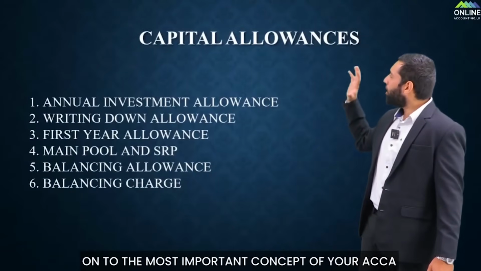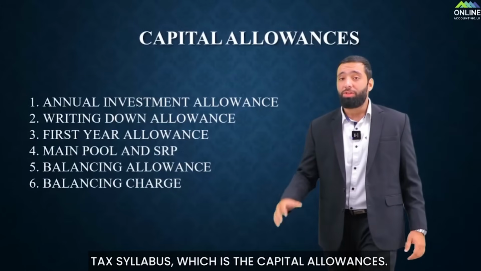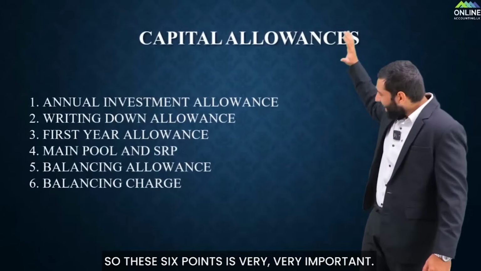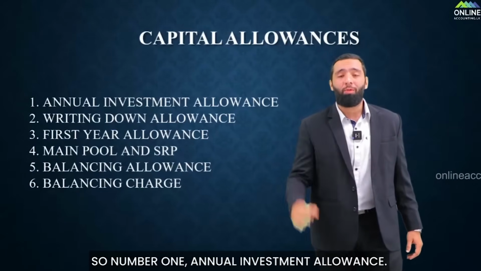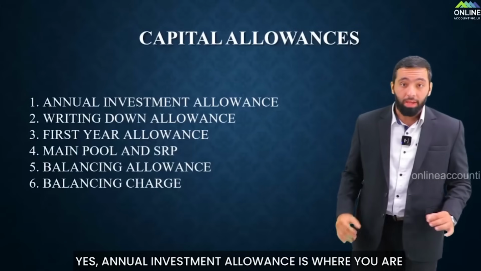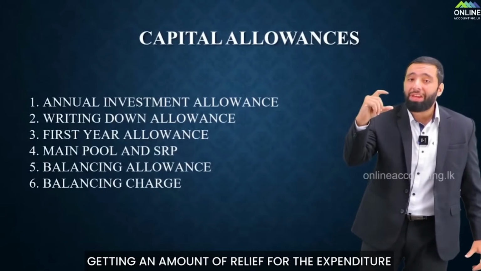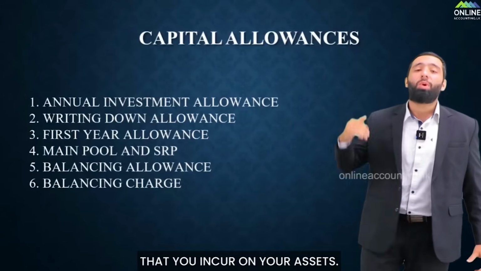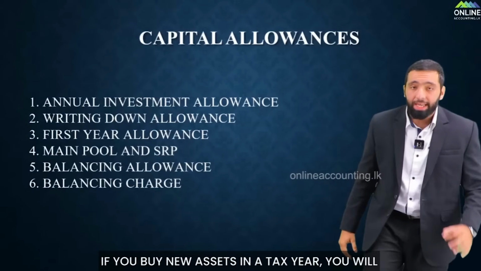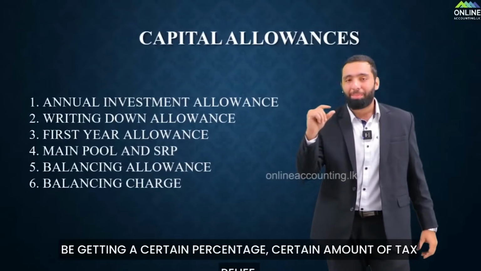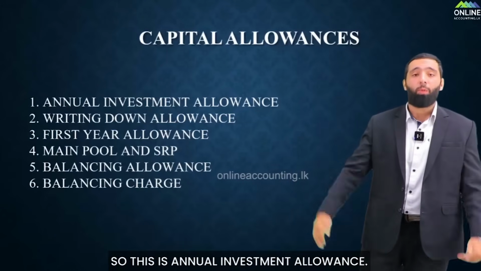And then moving on to the most important concept of your ACCA tax syllabus, which is the capital allowances. So these 6 points are very, very important. So number one, annual investment allowance. What is this? Yes, annual investment allowance is where you are getting an amount of relief for the expenditure that you incur on your assets. If you buy new assets in a tax year, you will be getting a certain amount of tax relief. So this is annual investment allowance.